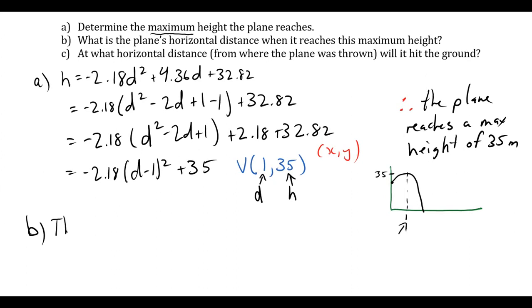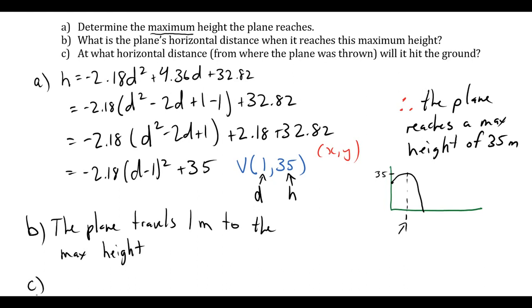So the horizontal distance when it reaches the maximum height is that right there. The plane travels 1 meter to the max height. Not always both of those questions are asked, but you notice that often we do get both of those.